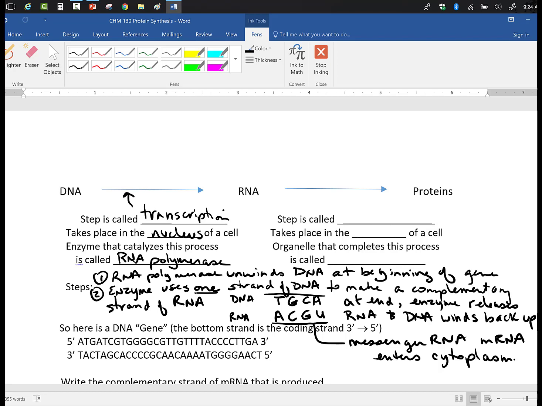So it's called transcription. It's where this RNA polymerase takes a piece of DNA and uses it to synthesize a complementary strand of RNA. That complementary strand of RNA is like a short piece compared to the whole entire DNA. And that strand now is moved out into the cytoplasm so that we can use it for the second step.